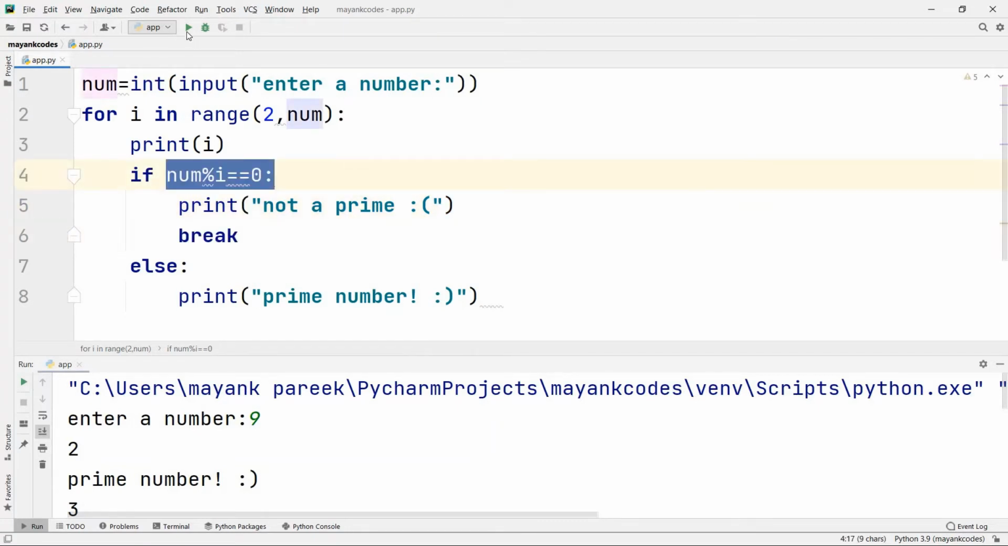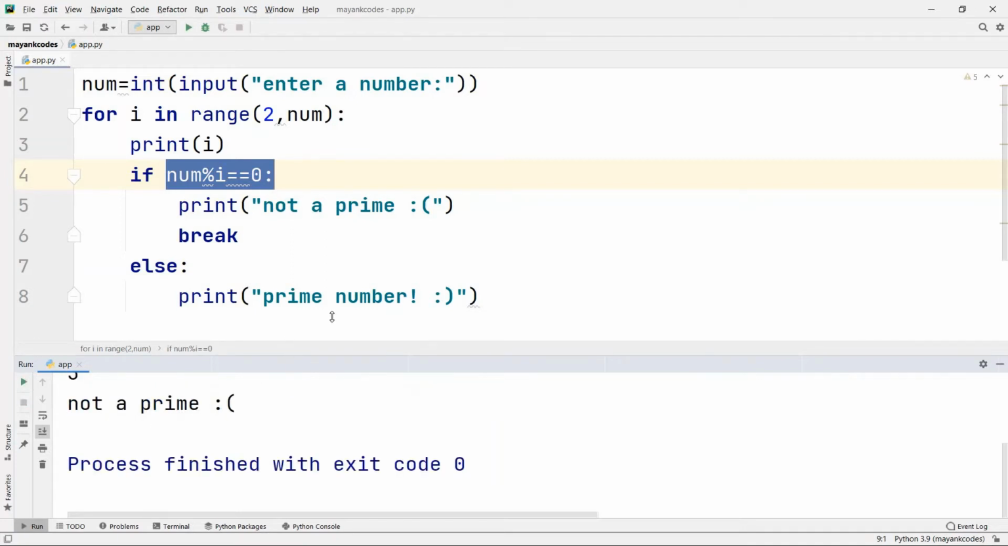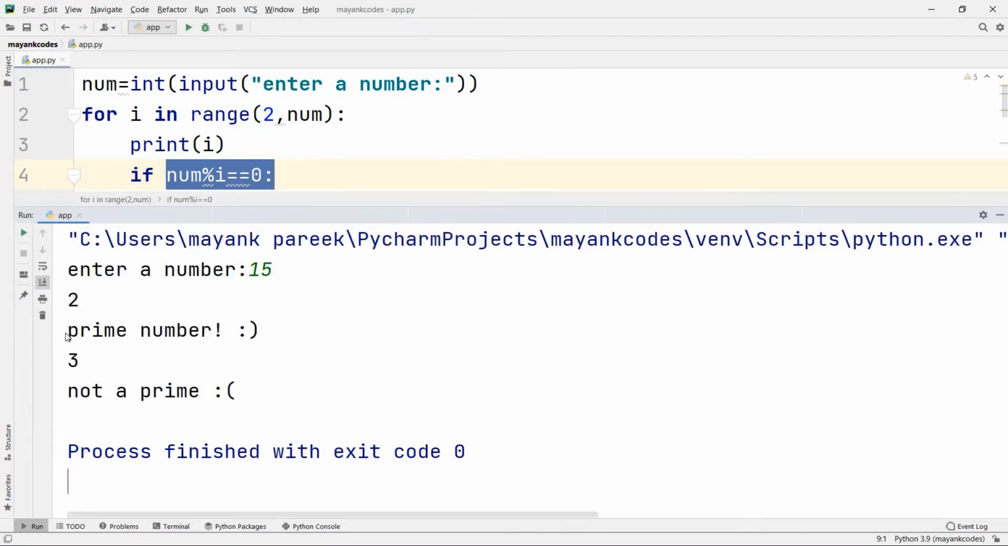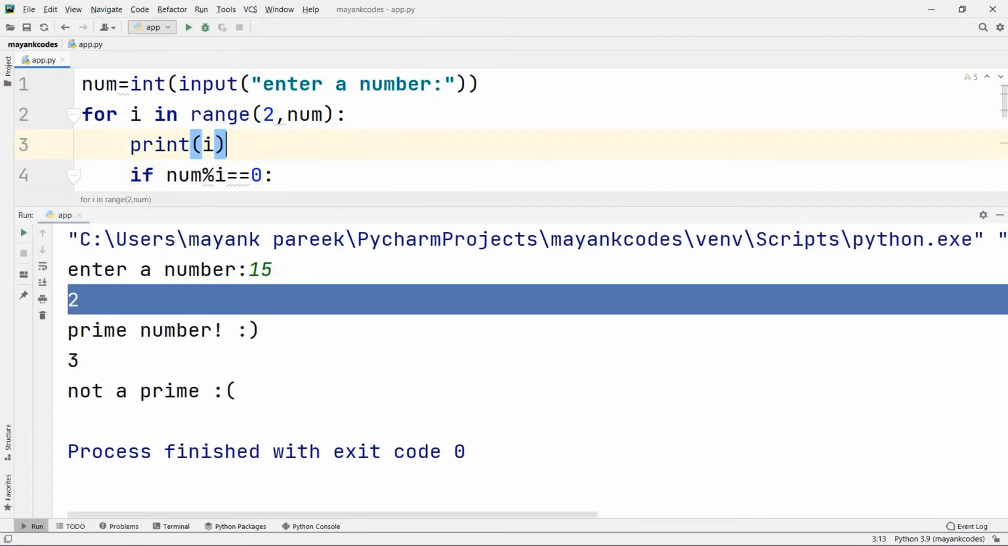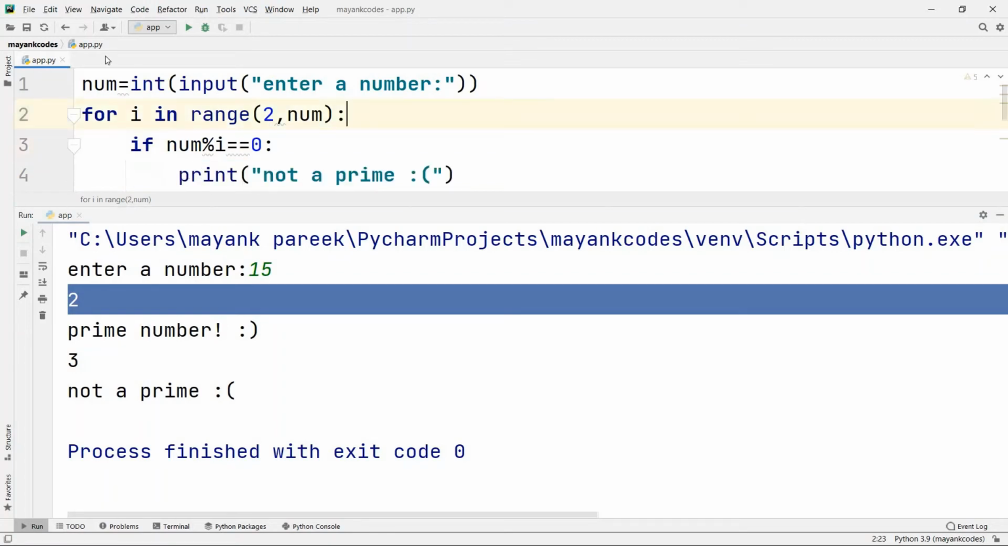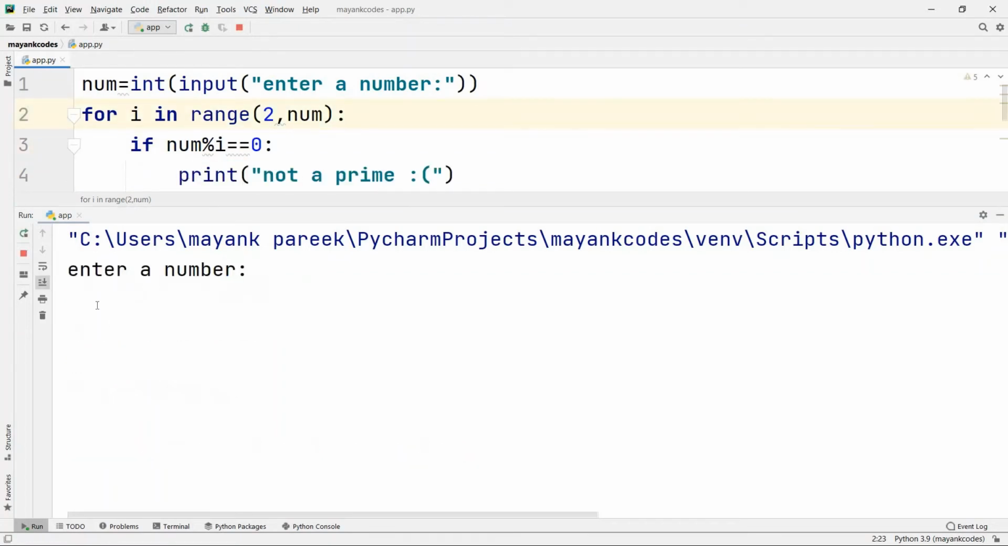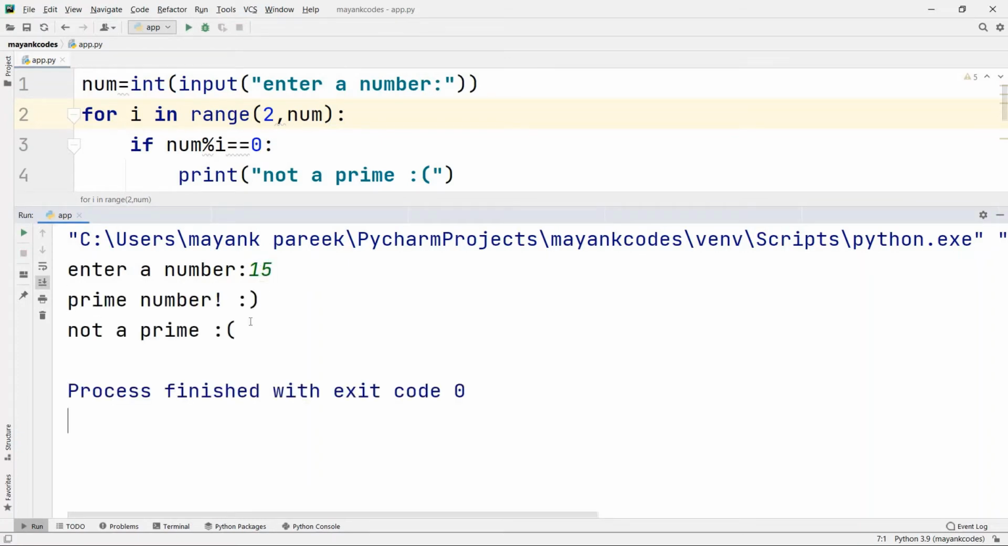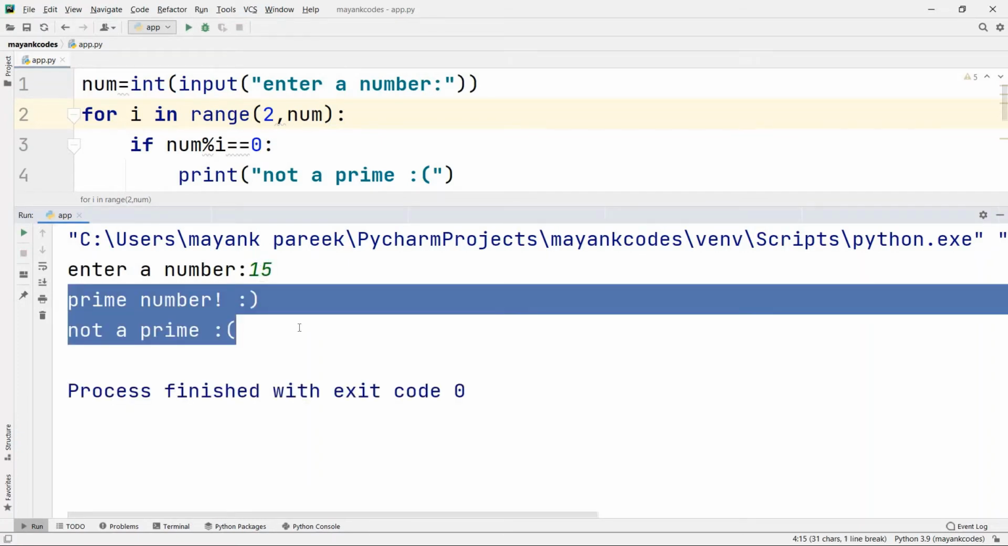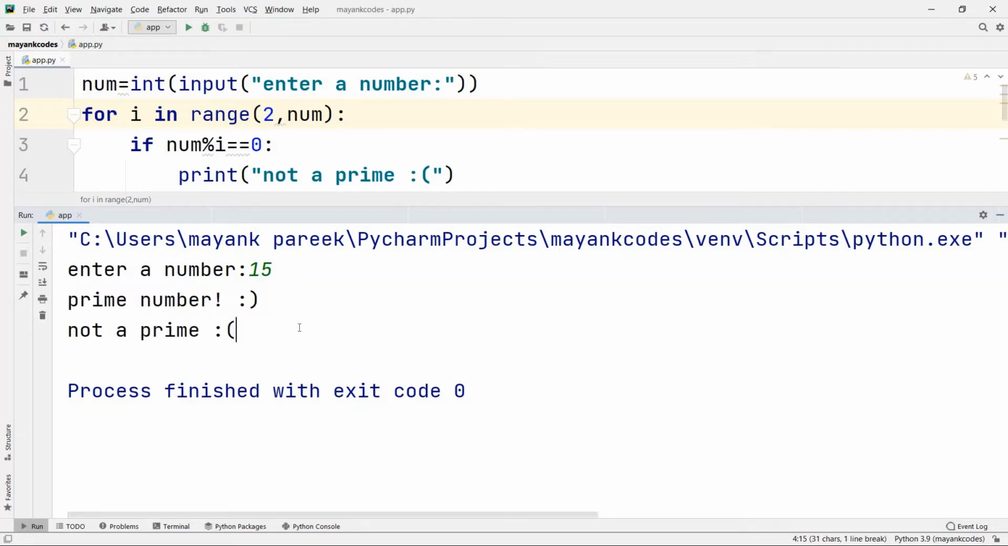Okay, so let me run this code again to make it clear, and this time I'm going to take 15. If my number is 15, then you can easily say that 15 can be written as 3 into 5, so it's not a prime number. But if I run this code, you can see over here I'm again getting the same problem. I'm getting prime and not prime at the same time. If I print this value of I to make it more clear, then you can see I'm getting 15, and I'm getting prime and not prime at the same time. So again, a fifth or sixth class student will get confused, like what's the answer? Come on, don't do it like this.